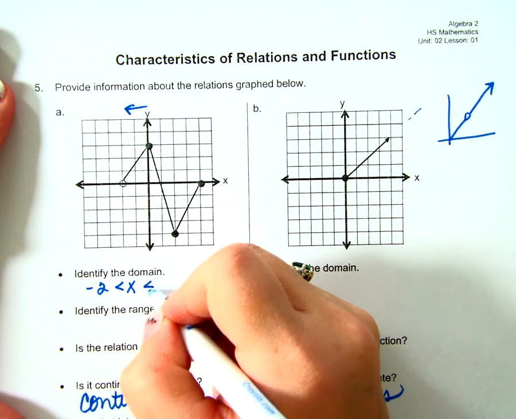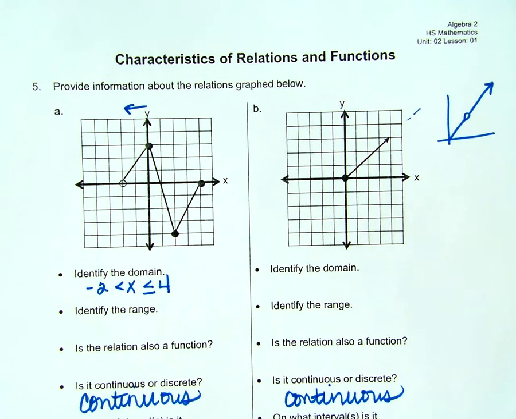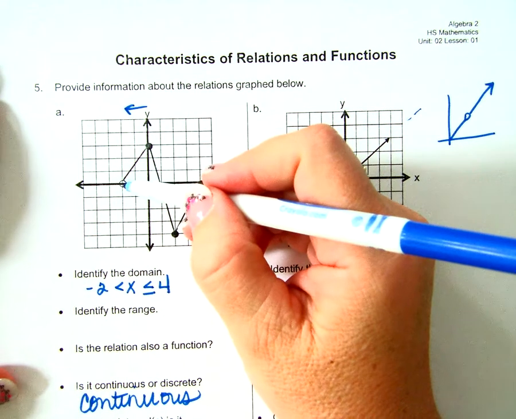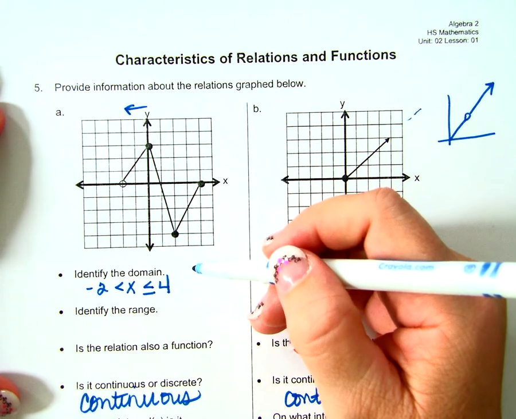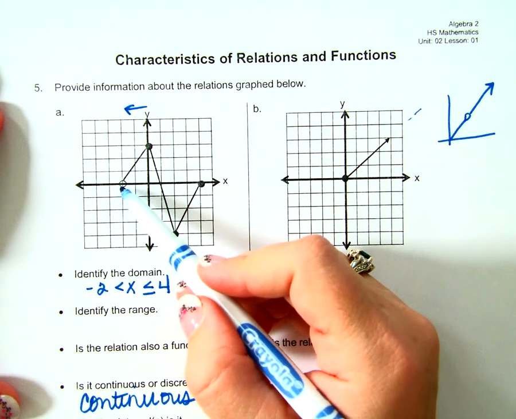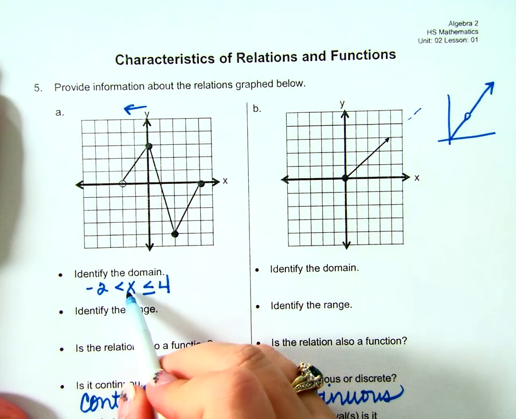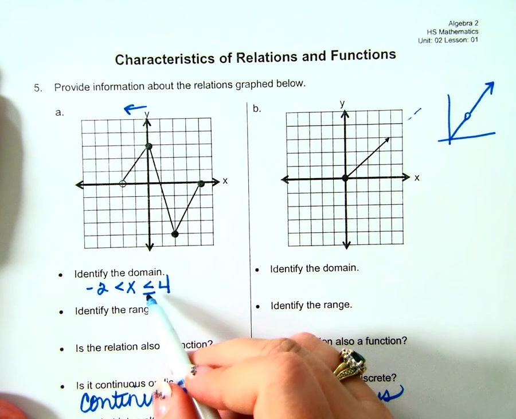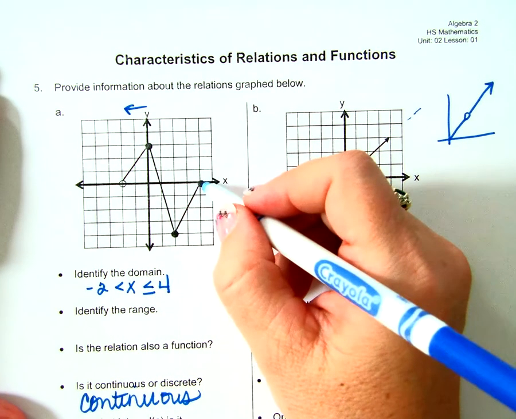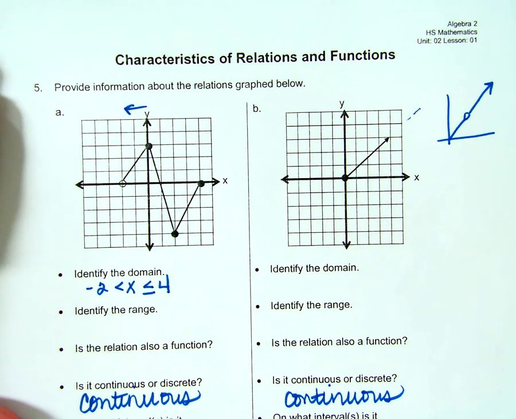To 4, right? So somebody please tell me why my signs are different. Why is this one a less than, and why is this one a less than or equal to? Because of the open circle, right? Is negative 2 part of my domain? No. It has an open circle. It's not part of it, but that's where it starts. It starts there, but negative 2 doesn't work for whatever reason. But I say everything greater than negative 2, not including negative 2, and then everything less than or equal to 4, because that one's colored in, isn't it? We good?